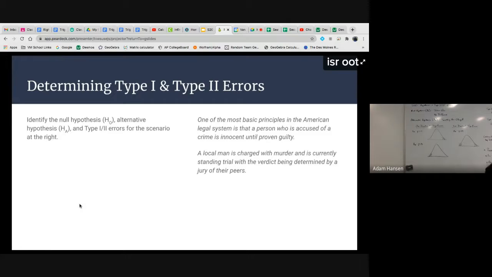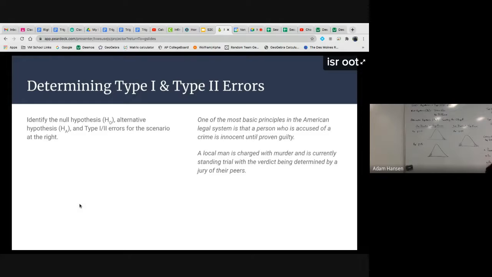We've got that. Now, hopefully, the jury does the job right. We let the innocent man walk. We put the guilty man in jail. What if they screw it up? What would a type 1 and 2 error be? Okay. Let's go back and look at our notes on type 1 and 2 errors. Rejecting a true null hypothesis. What would that be in this scenario?